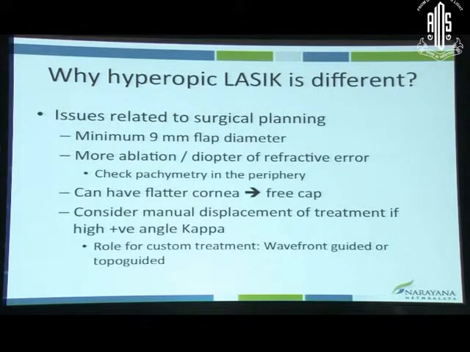Consider the angle kappa, and we know that high hyperopia can have a large angle kappa, and hence the treatment zone required may be different from what the machine would understand. The machine would probably try to fire on the center of the pupil or visual axis, which may not be the sweet spot which you want to achieve with such a high angle kappa.